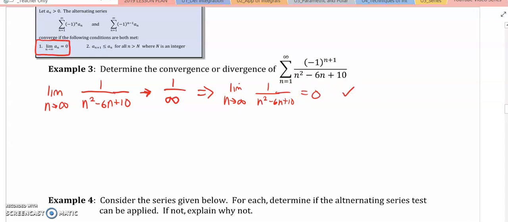But what makes this problem more difficult is the second condition. The second condition says that we need to verify that the a sub n plus 1 term, which means the future term, must be always smaller than the a sub n term at some point. Now, what does that mean? Well, it means that the first term doesn't necessarily have to be bigger than the second term, as long as it eventually does do that. So it doesn't mean the first few terms, and here's what I mean by that.